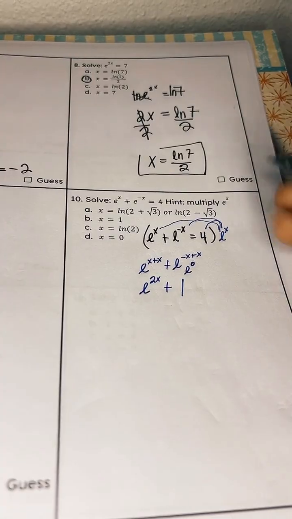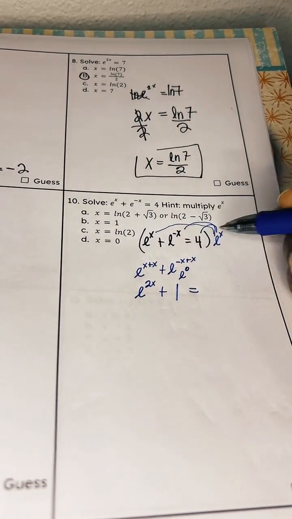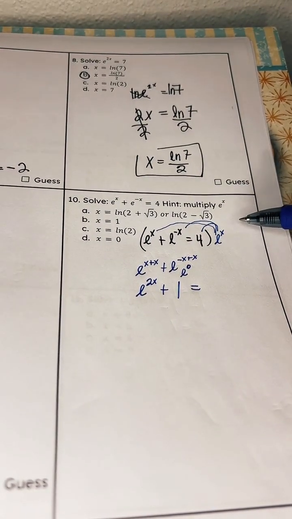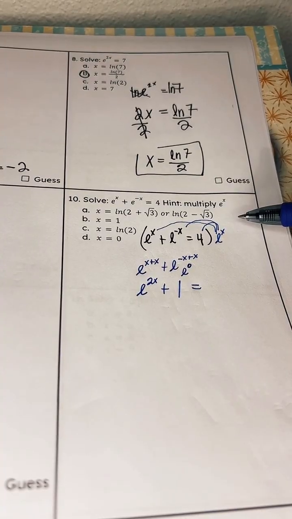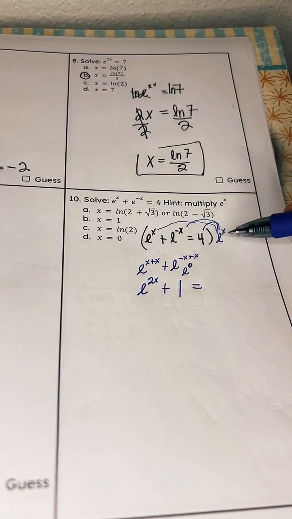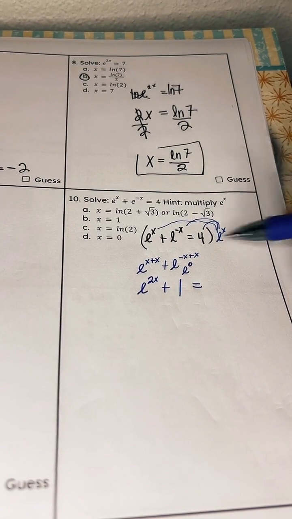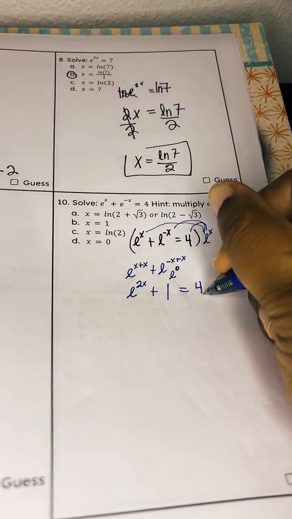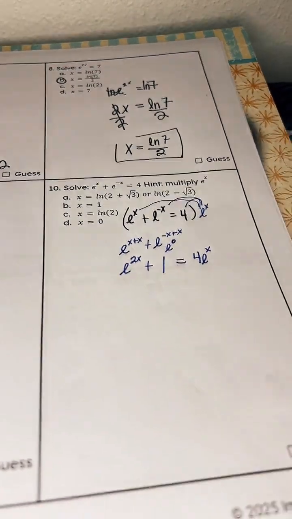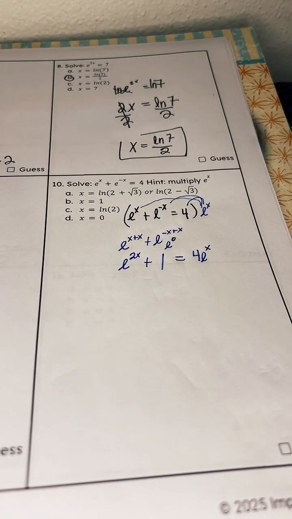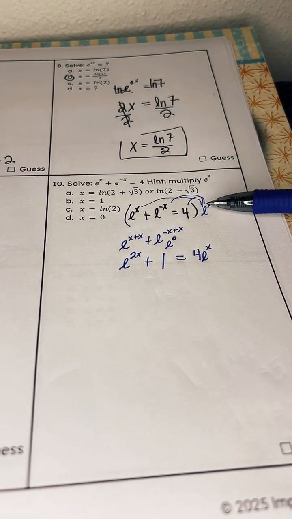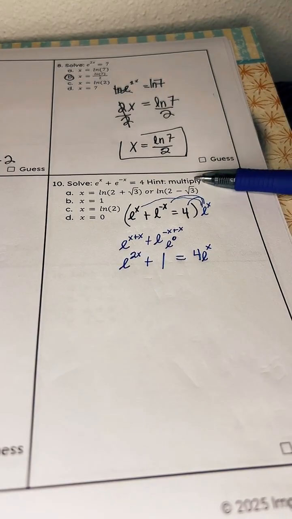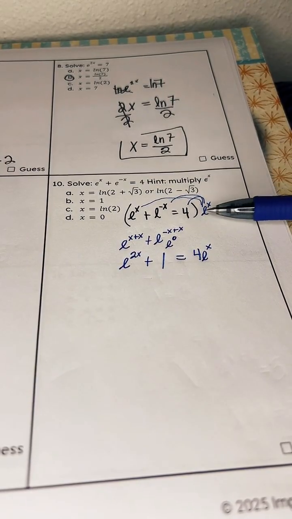Okay, I know, it's looking crazy. And then 4 times e to the x, that's never going to make sense in our head. When anybody asks you a number times a letter, squish it together: 4e to the x. Okay. So what we did first is we used our hint. Multiply everything by e to the x.